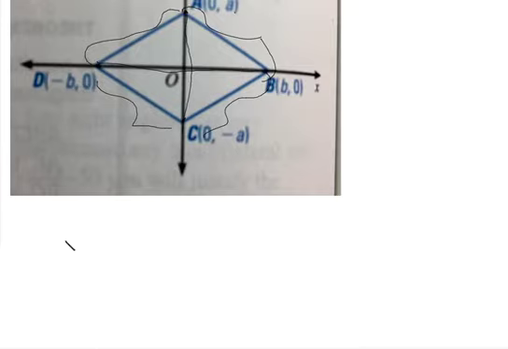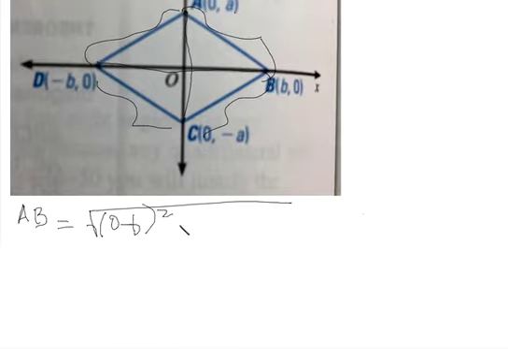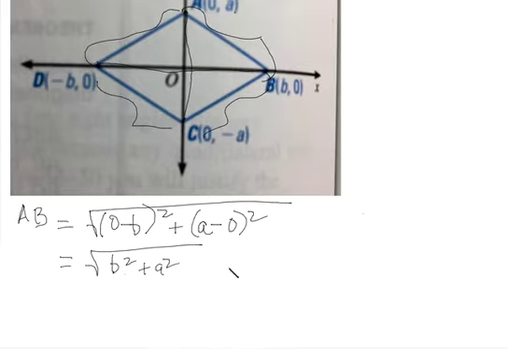All right, so let's figure out the distance from A to B. It's going to equal the square root of, we subtract our x's, 0 minus b squared, plus now our y's, a minus 0 squared. That's negative b squared, so the square root of b squared plus a squared. Then we could write them alphabetically, a squared plus b squared, but it's the same thing.